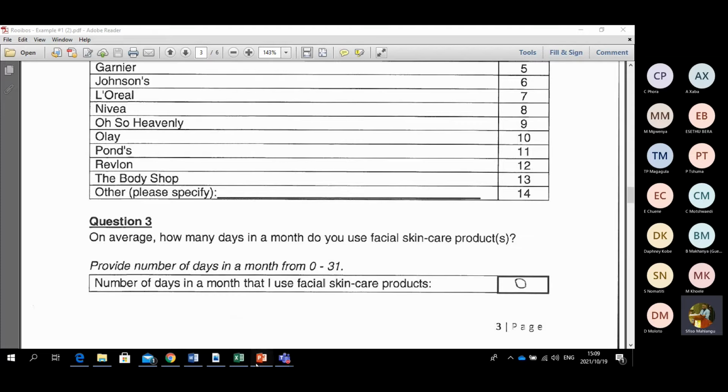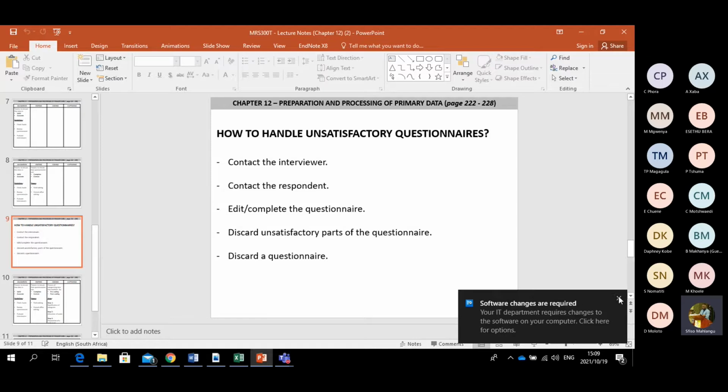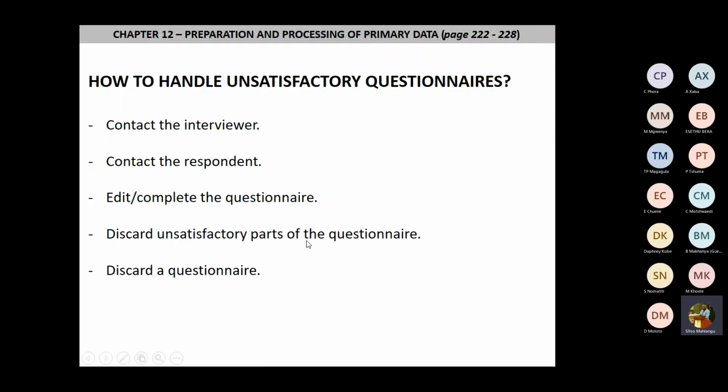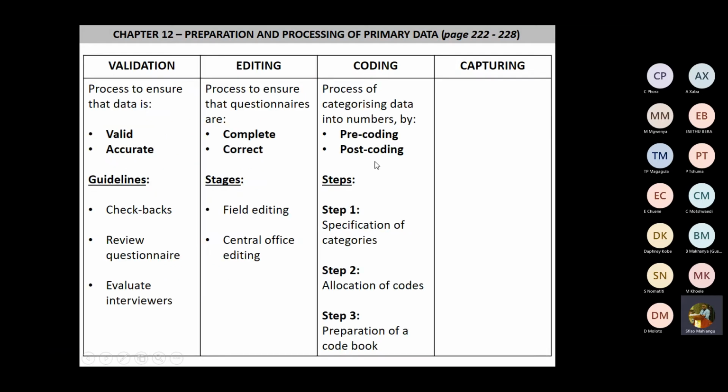So we can still use the whole questionnaire and just throw away the demographics part, which means that when we analyze our results and write our research report, we don't say anything about the demographics, but we still report on awareness, preferences and so on. Sometimes you'll find a questionnaire where all or most of the questions are answered unsatisfactorily, and then you can throw away the whole questionnaire. That's where it will work. So these are the strategies for handling unsatisfactory answers. That is all about editing. We can do that while we are in the field, or at the central office.